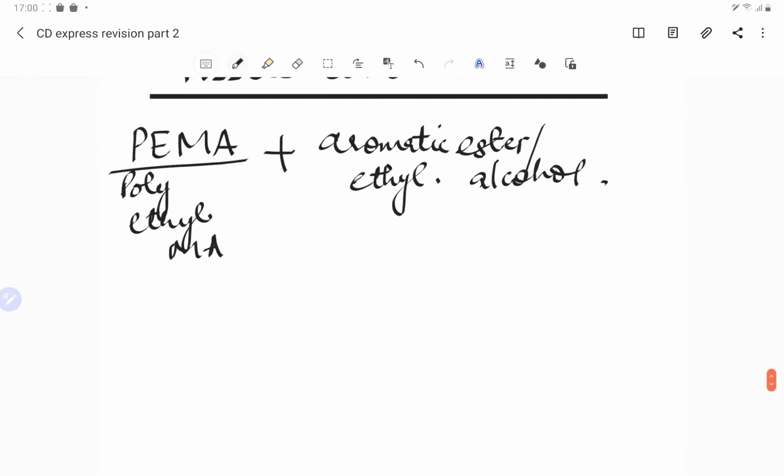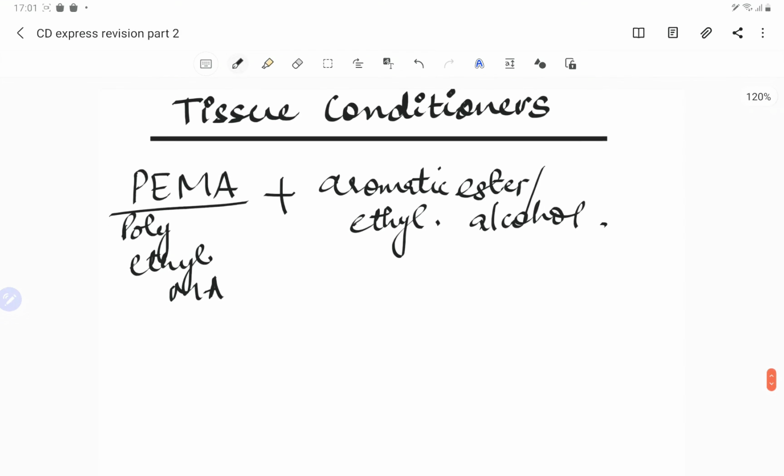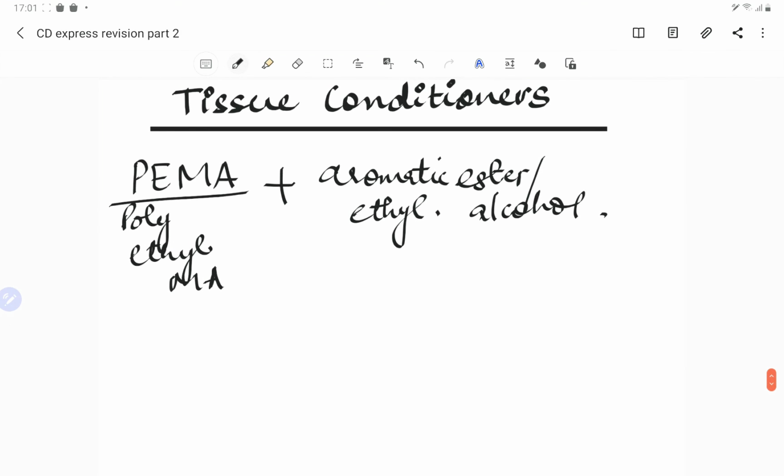Now, because it contains alcohol, there is a small drawback. We know that alcohol always has drawbacks. Whenever a person is a drinker, they always have an increased risk of cardiovascular diseases like that. So we know that alcohol is not good, right?